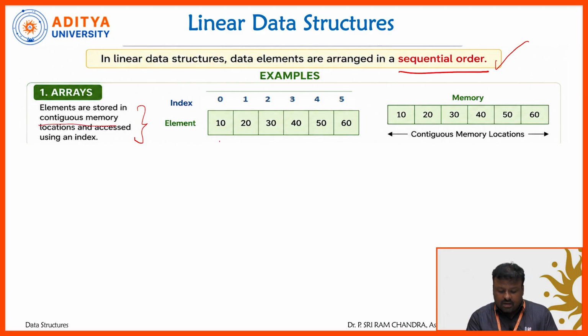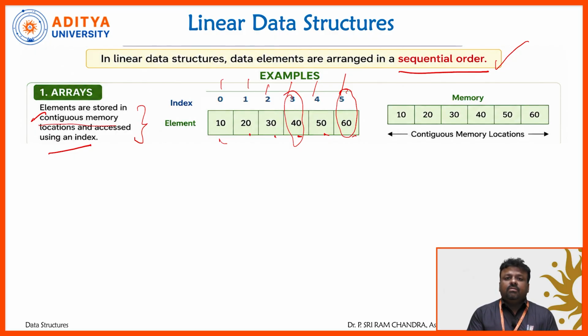The elements 10, 20, 30, 40, 50, 60 are stored in an array now, holding index values 0, 1, 2, 3, 4, 5. And there are no gaps between the elements, right? That is called contiguous memory location and sequential order of storage, accessed using an index. Here I can easily tell that index 5 holds the element 60. Index 3 holds the element 40.